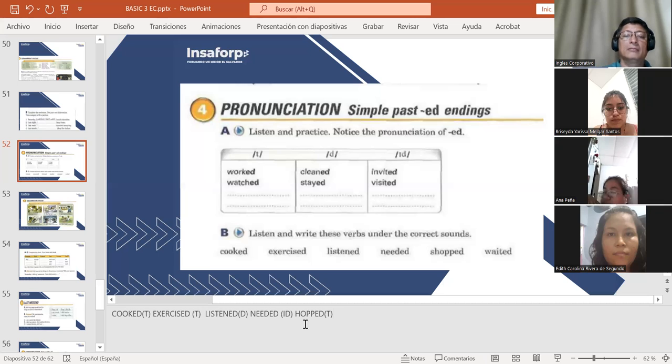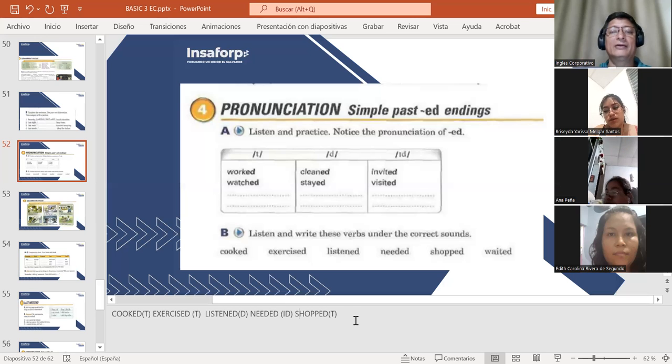Chopped. No, no. No me digan chope, no. El gran chain. Chop. Chain. No, chopped. Okay. All right, good. And the last one is weighted.